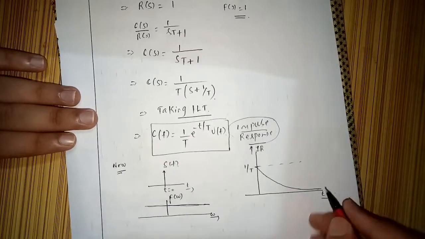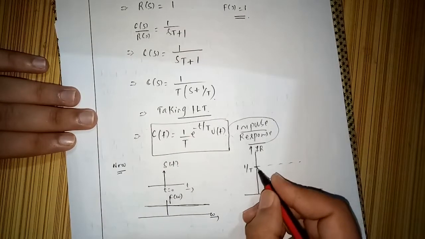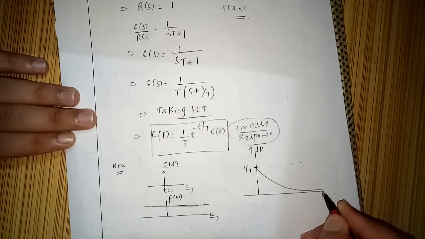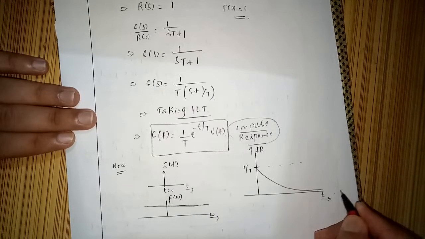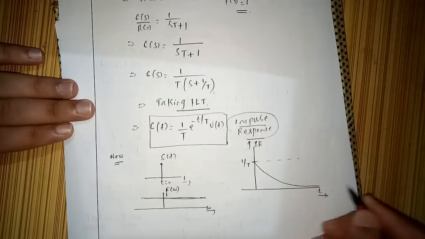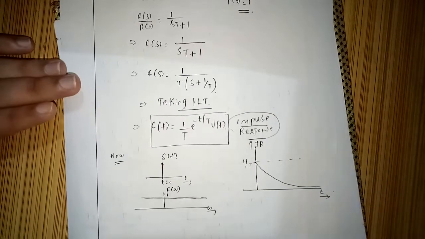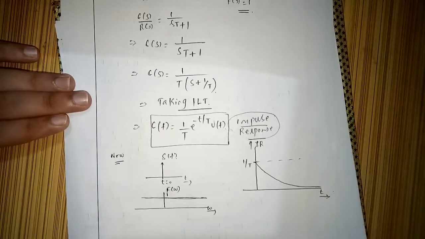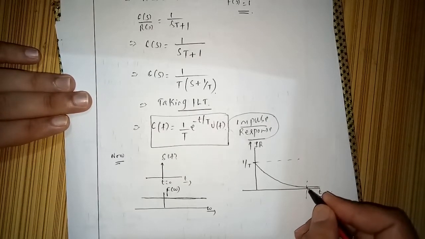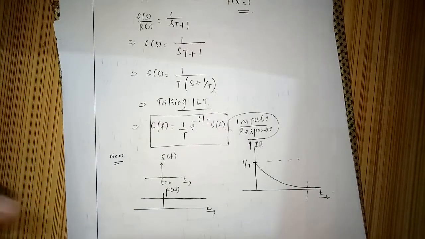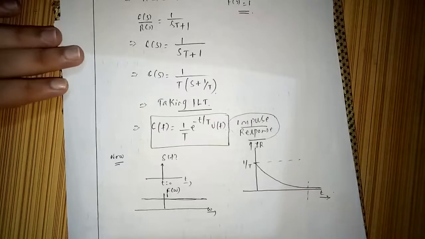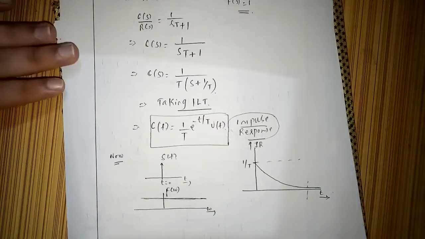And what does it signify? It signifies that the transient is dying out exponentially, and as t tends to infinity, the transient will die out completely to 0. But generally we don't wait for infinite time, we take some tolerance. Here it is almost 0, so maybe some 5 time constants. Generally we take 5 time constants.